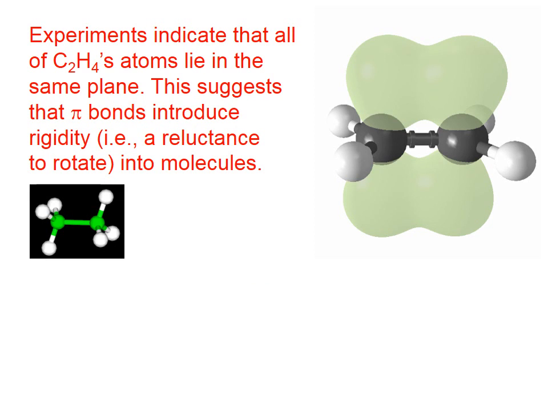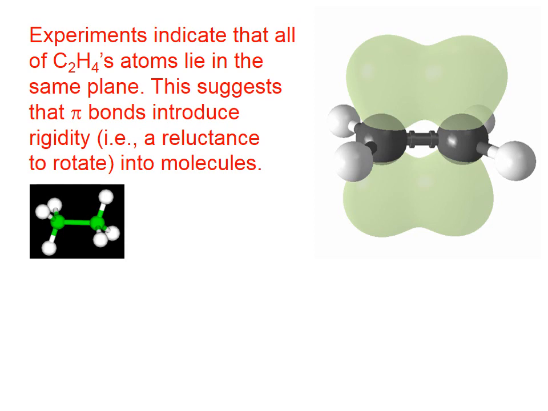Experiments indicate that all of C2H4's atoms lie in the same plane. This suggests that pi bonds introduce rigidity, that is, a reluctance to rotate, into molecules. This picture that has a black background on the left side of the screen represents C2H6, which has only sigma bonds, only single bonds. And you can imagine if you grab these three white atoms on the left with one hand and you were to grab these three white atoms on the right with the other hand and twist them, that they would spin freely.